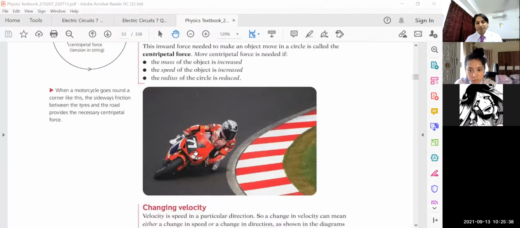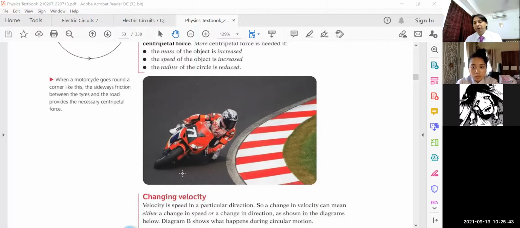Now, one last example, children. Look at this picture. This man is riding a bike, and when we take a sharp turn, that is again a circular motion. Definitely there will be a force, the centripetal force, which makes us take a turn. Otherwise, as Newton said, if there is no force, you can't take a turn, and you may fall to the other side of the road. You may go in another direction.